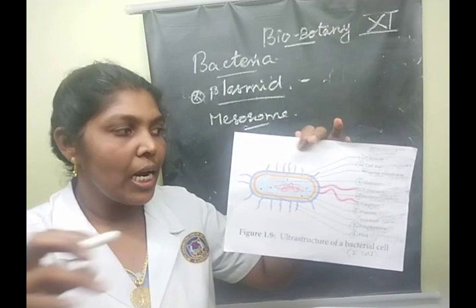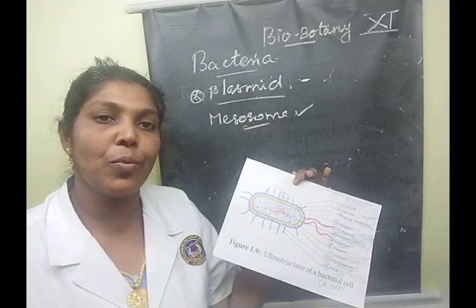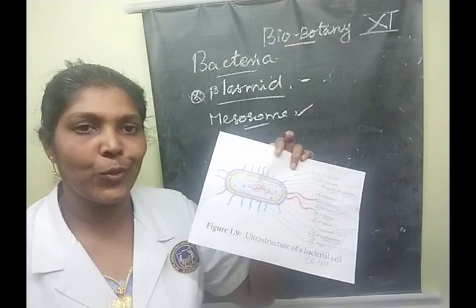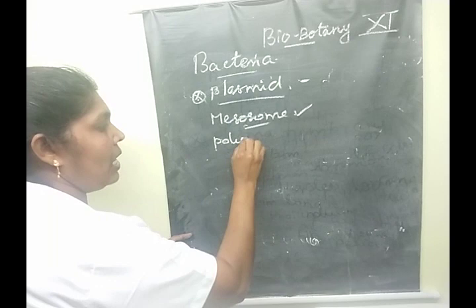Clear, children? Then what is the function of the mesosome? It helps in binary fission and respiration. Clear, children? Binary fission and respiration are the major functions of mesosomes. Clear? The next one after the mesosome is polyribosomes.